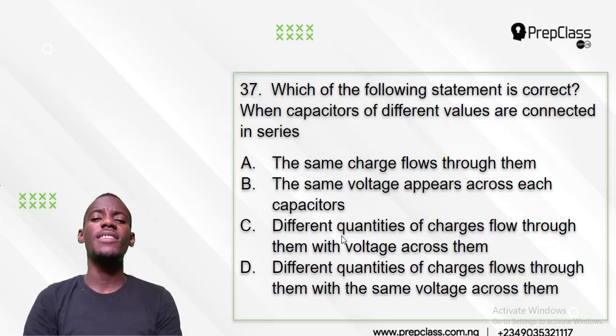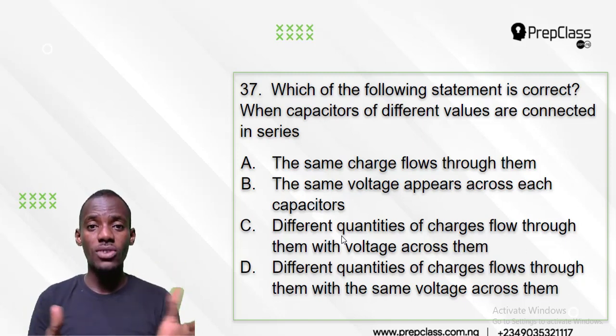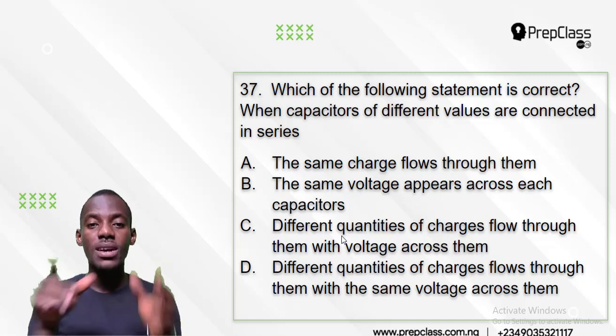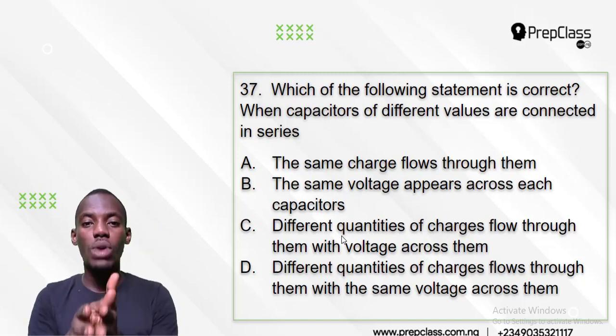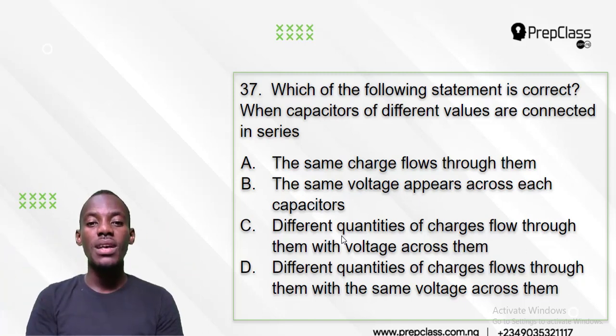Which of the following statements is correct? When capacitors of different values are connected in series, what happens? Capacitors in series means they are on a straight line, right? So you have capacitor 1, capacitor 2, capacitor 3 connected on a straight line. Now, what will happen?